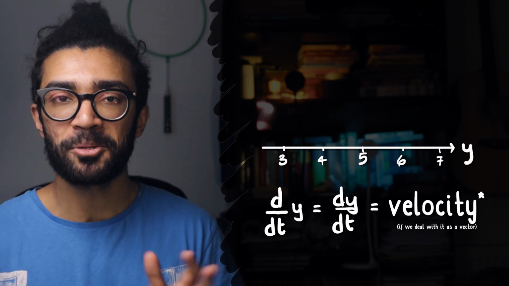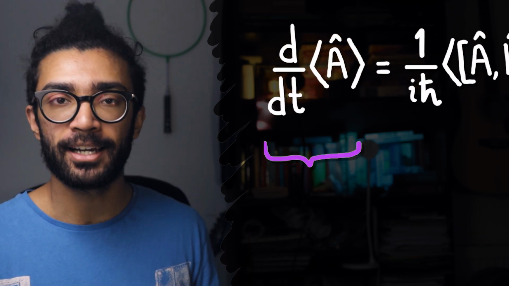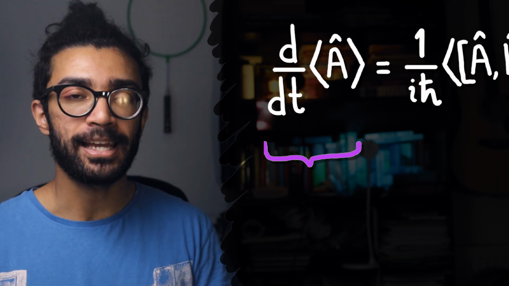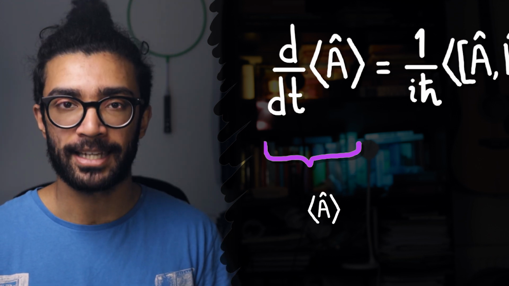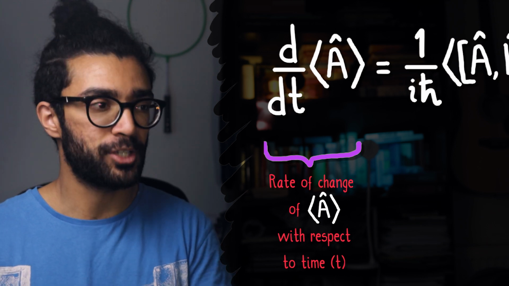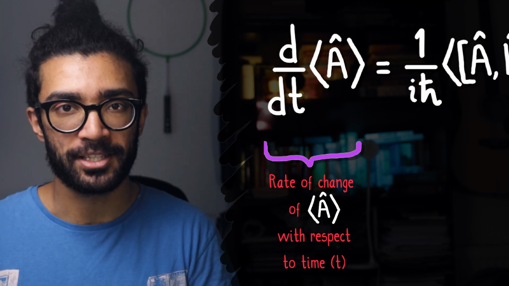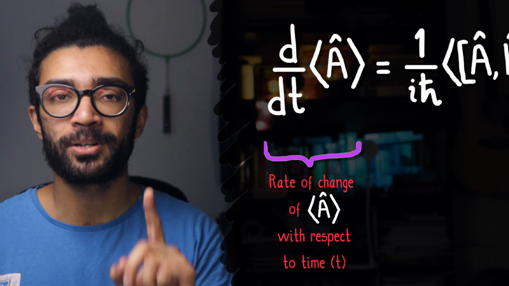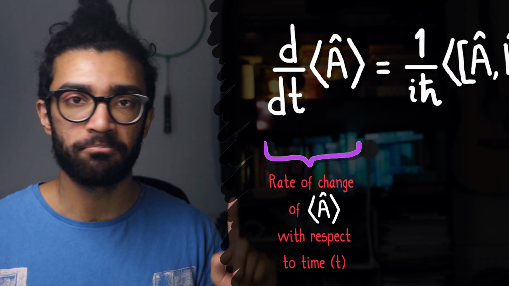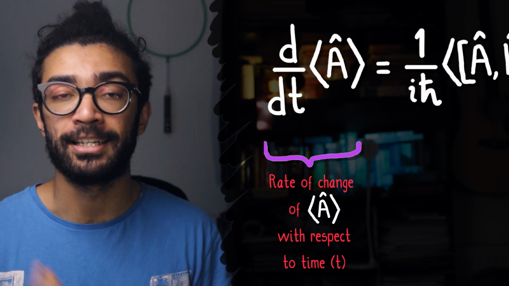And so d by dt is just a measure of how much any quantity placed after it changes with respect to time. So, coming back to Ehrenfest's theorem, what we can see here in this particular term is that we've got the expectation value of some operator A, and we're finding the rate of change with respect to time of that expectation value. This sounds really complicated, but it'll become really intuitive when we plug in a certain operator, say the position operator, into Ehrenfest's theorem.